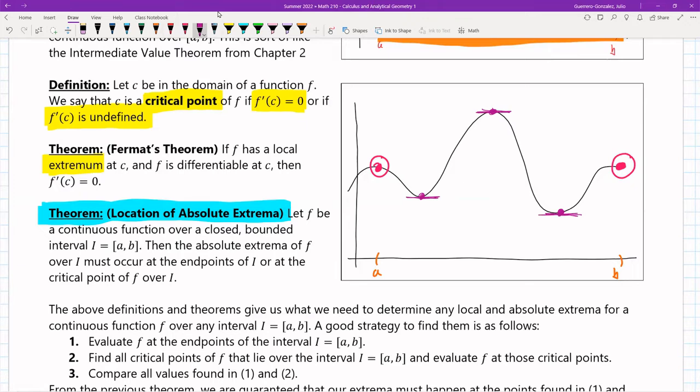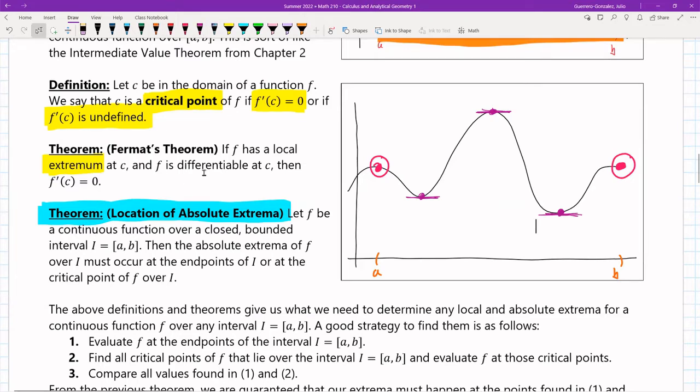That's what all of these theorems give us. They are guaranteeing us specific values. So in this last theorem, if we have a continuous function over a closed bounded interval, then we are guaranteed that the absolute extrema, either the maximum or the minimum, has to occur either at the endpoints or at the critical points of f over I.